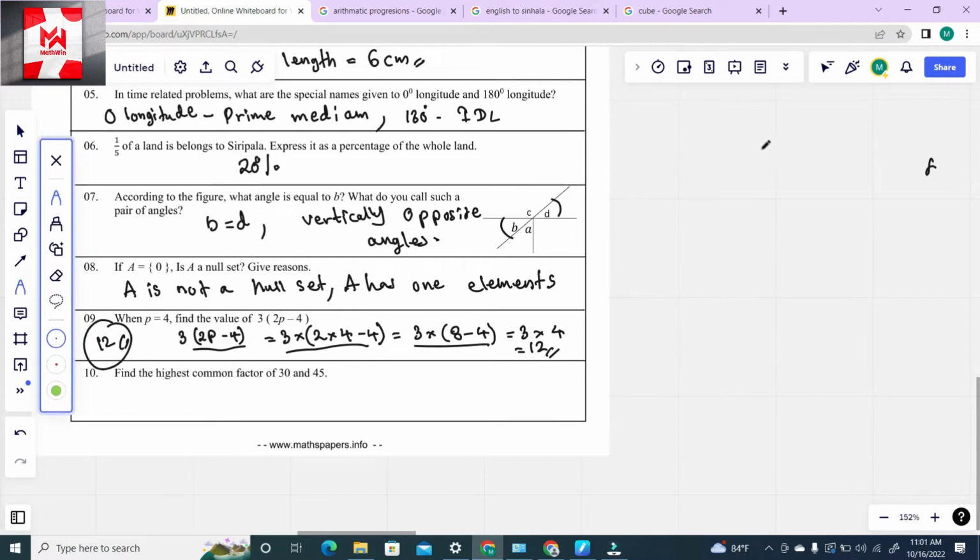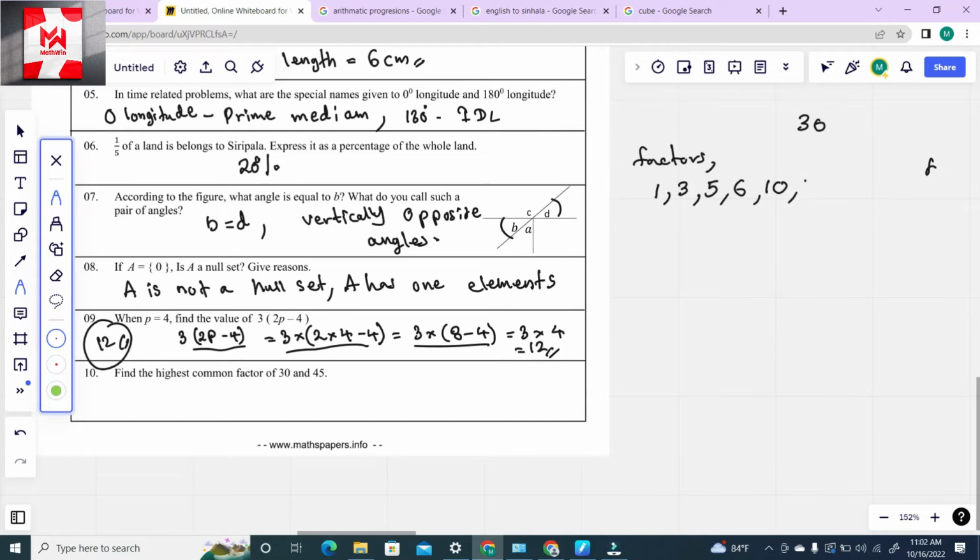And when we consider 30, we want to find the factors. That means 30 we can divide by 1, therefore 1 is a factor. 30 we can divide by 3, therefore 3 is a factor of 30. 30 we can divide by 5, therefore 5 is a factor. 30 we can divide by 6, therefore 6 is a factor. 30 we can divide by 10, therefore 10 is a factor of 30.